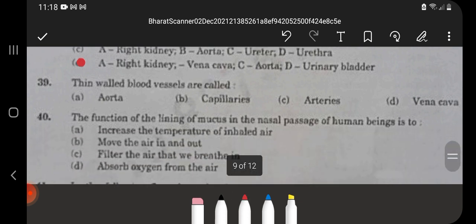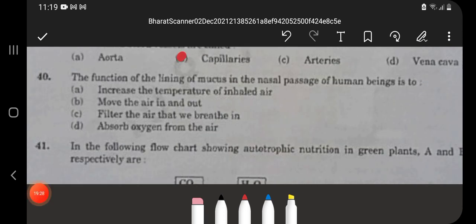39th question. Thin walled blood vessels are called... Answer is B. 39th answer is B. Capillaries. The function of lining of mucus in the nasal passage of human being is to... 40th question's answer is C. Filter the air that we breathe in.